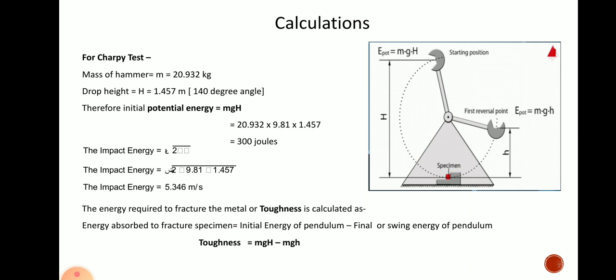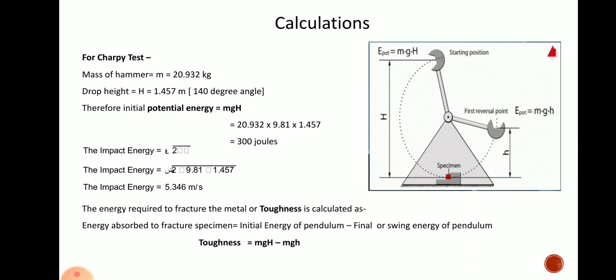For the Izod test it has a different mass. Then the drop height, that means initially we are lifting the hammer to a certain capital H height, equal to 1.457 meter. Or if you are not able to measure that height, just raise the hammer to an angle of 140 degrees from the vertical downward position. From the downward direction it will be 0 degree, and from that you raise it by a 140 degree angle.